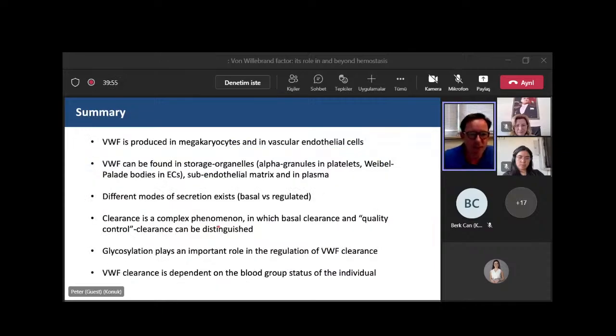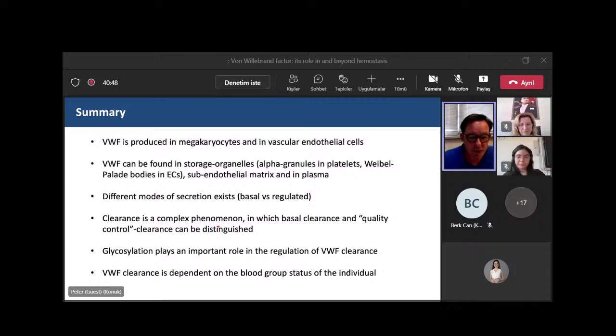So if I summarize this first part, VWF is produced in megakaryocytes and in vascular endothelial cells. We can find VWF in storage organelles, in the alpha granules in platelets, and in the Weibel-Palade bodies in endothelial cells. But we can also find it in the subendothelial matrix and in plasma. We know that there are different modes of secretion. We have the basal secretion, where it's usually the low and intermediate molecular weight multimers that are being secreted, versus regulated secretion, where endothelial cells are being stimulated, and there we get the very high multimers being secreted.